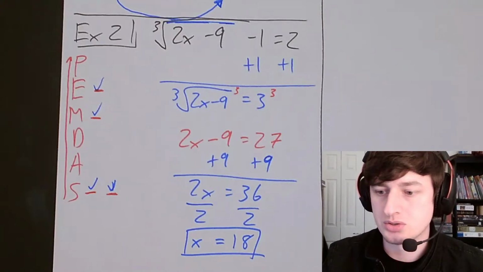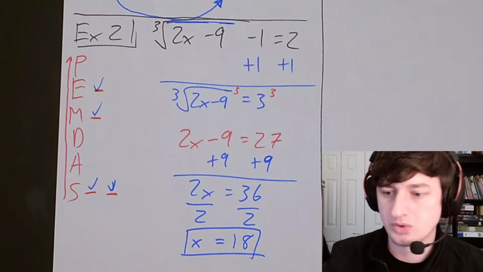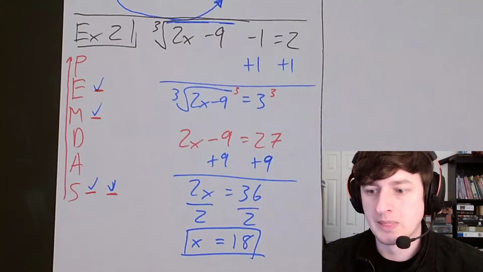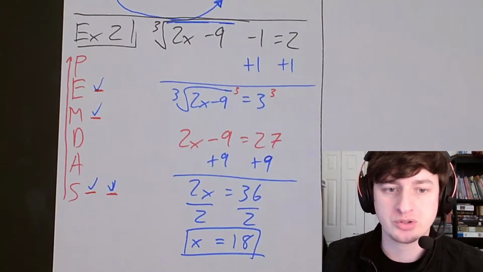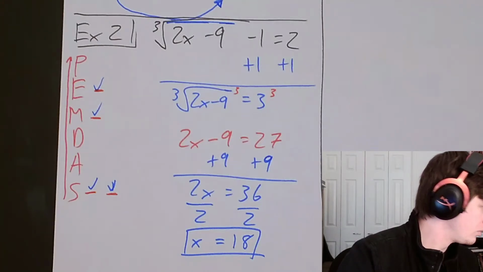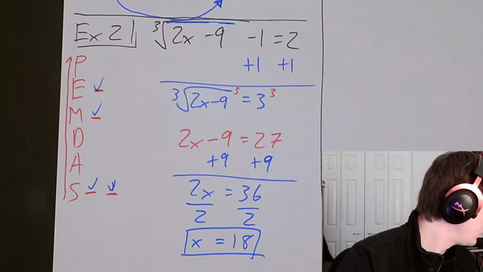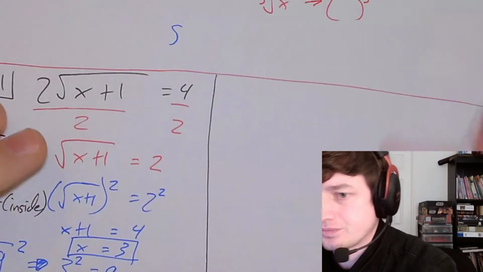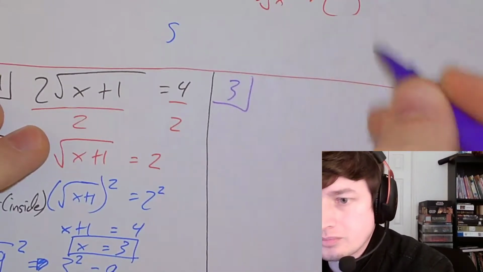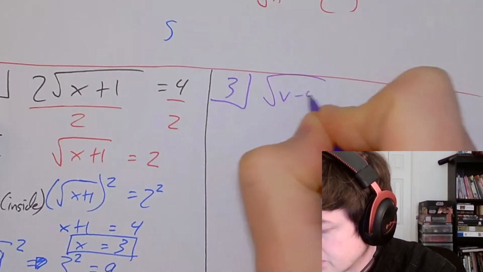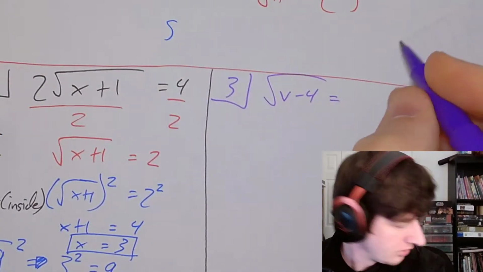This page. There you go. If you open that, those are some of the problems we're going to do. We won't do all of them. Start with number 3. So number 3 is the square root of v minus 4 equals 3.